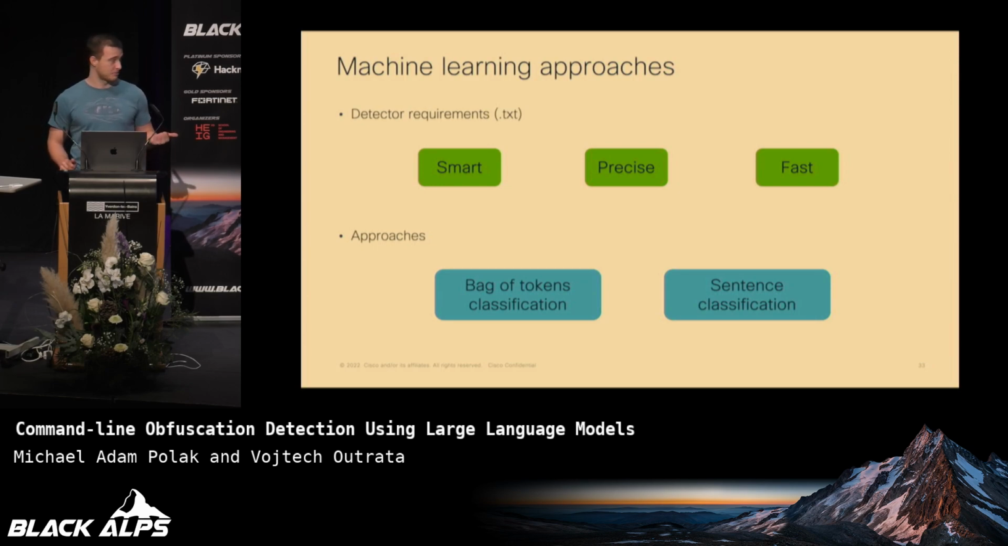So what does smart mean? Smart means that when you perturb the obfuscation a little bit, the detector is not going to fail immediately. It can analyze in depth the command line and the components of the command line and how they interact with each other.